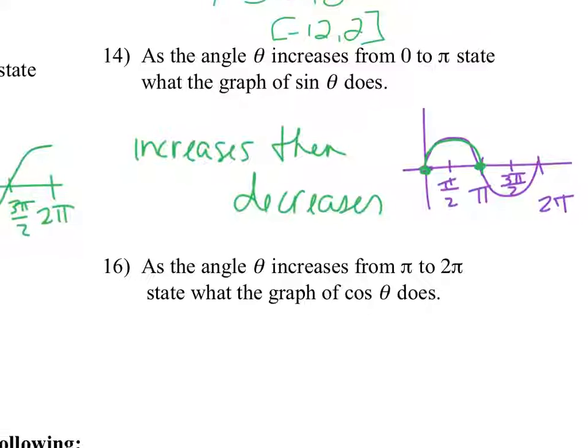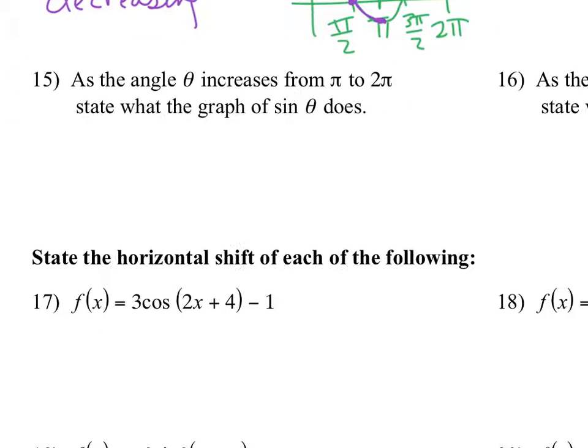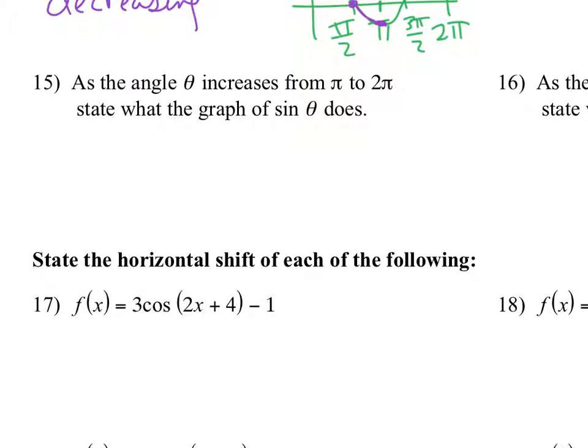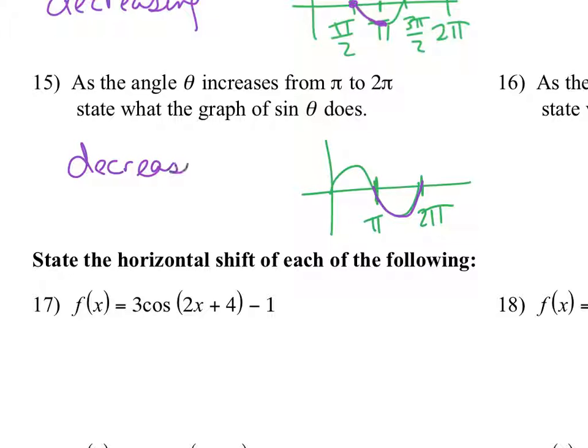That's it. Pretty straightforward. As the angle increases from pi over 2 to 2 pi in the sine graph. So same sine graph. So pi, this is 2 pi. So it's decreasing, then it's increasing.